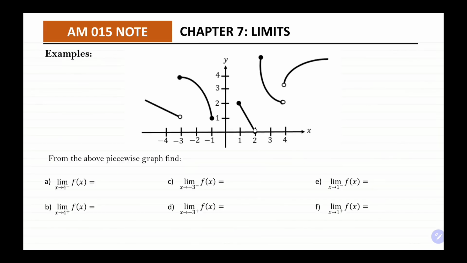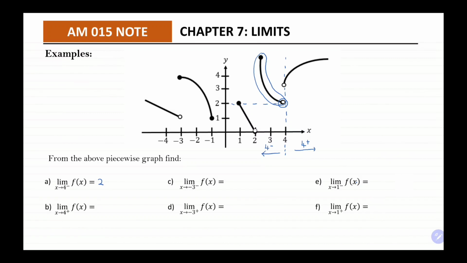Okay, now we look at examples. We have a graph here. From the above piecewise graph, find the limit x approach 4 from left. Okay, we look at x equals 4 here. This area is for 4 from right, and this area is for 4 from left. Now we want to find limit x approach 4 from left. 4 from left, graf dia adalah yang ini. Ini adalah graf for 4 from left, sebelah kiri nombor 4. Itu graf dia. And this graph starts at this one. So it starts at 2, so equals 2.